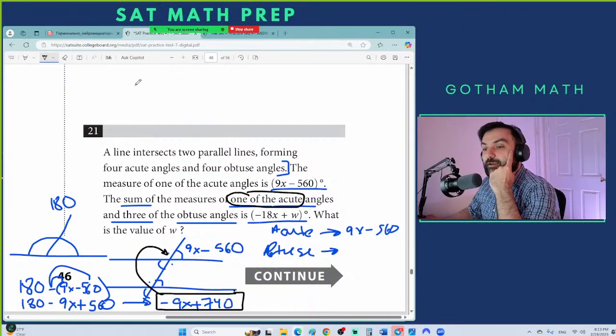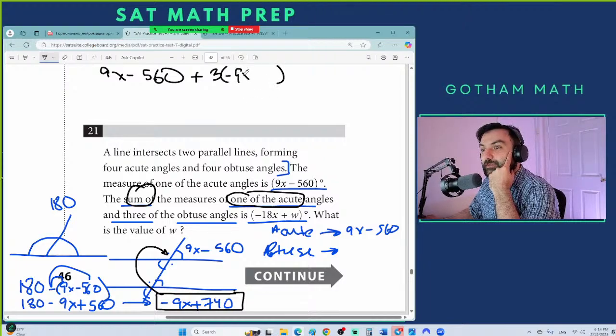So one acute angle is what was given to us originally, 9x minus 560, plus, because it says sum, so we have to add things, 3 obtuse angles, so 3 times the obtuse angle representation, minus 9x plus 740, equals this.